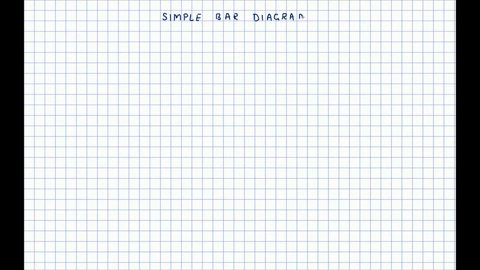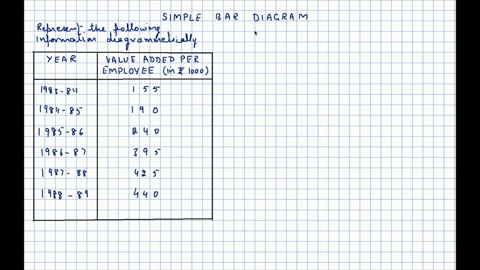It is a graphical display of data. It is used to represent data involving one variable. I am going to explain it with the help of an example. Represent the following information diagrammatically. Year is given here: 1983, 84, 85, 86 and so on. Value added per employee is given here: 155, 190, 240, 395, 425, 440.